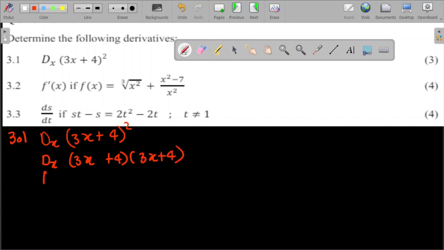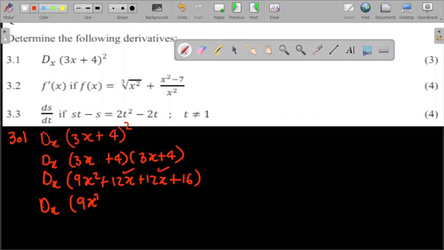And then from here, we open our brackets. So my bracket here is going to be 3 times 3, which is 9x squared, and also x times x, which is x squared. And then 3x times 4 is going to give me 12x, and then 4 times 3x is also 12x, and then 4 times 4 is going to give me 16. And then d/dx of like terms, 12 and 12 give me 24, so I'm going to have 9x squared plus 24x and then plus 16. And then from here everything is in my standard form.